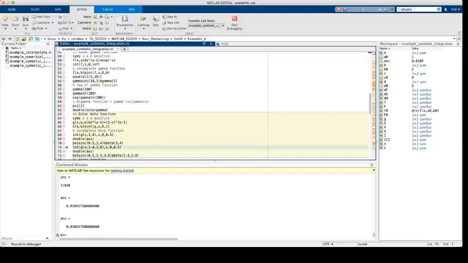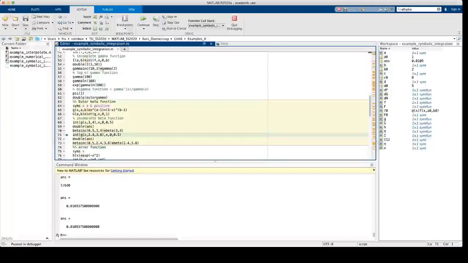By the way, if a and b are natural numbers, then the function small g is of course a polynomial, and in this case we get an explicit antiderivative, which is also a polynomial. So another example, we now choose non-integer parameters a and b. In this case, there is no explicit form of the antiderivative, but this is still an incomplete beta function. So we can express this in terms of the functions beta inc and beta.